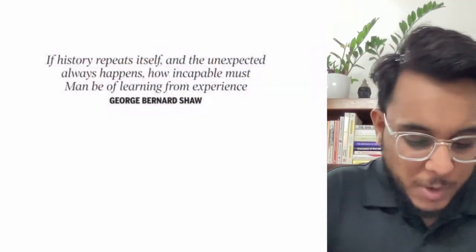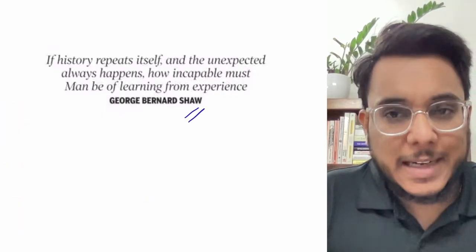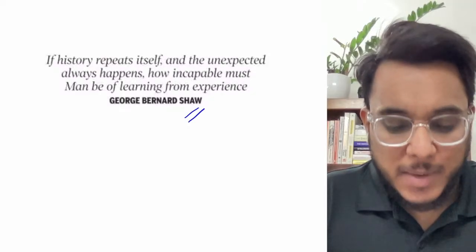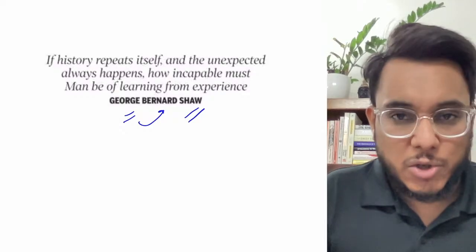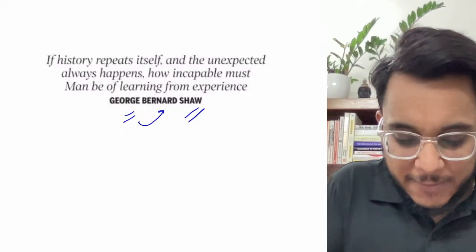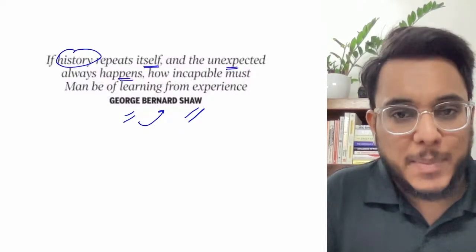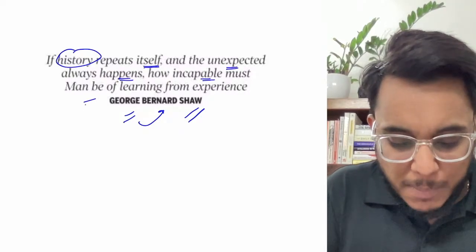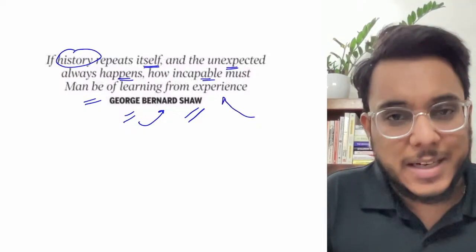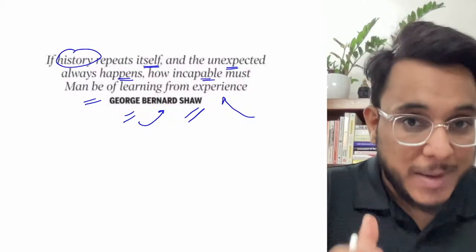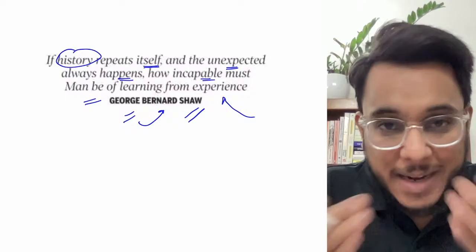in detail. Now guys, in every class before starting, I take a GS quotation that can be used in one of your GS papers. So today I am going to take the quotation from George Bernard Shaw. GB Shaw says that if history repeats itself and the unexpected always happens, how incapable must man be of learning from experience? So guys, you might have heard this particular thing that history repeats itself. It means that whatever has happened in the past, we are going to repeat it again.